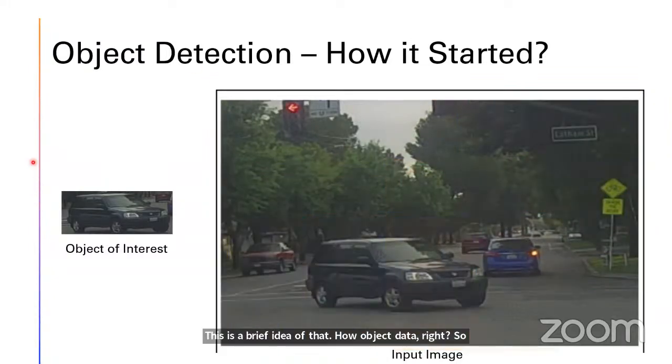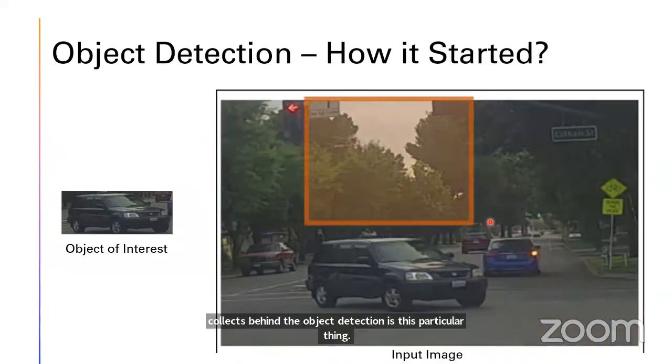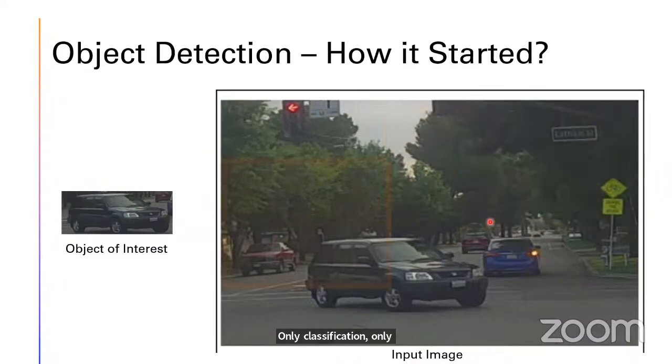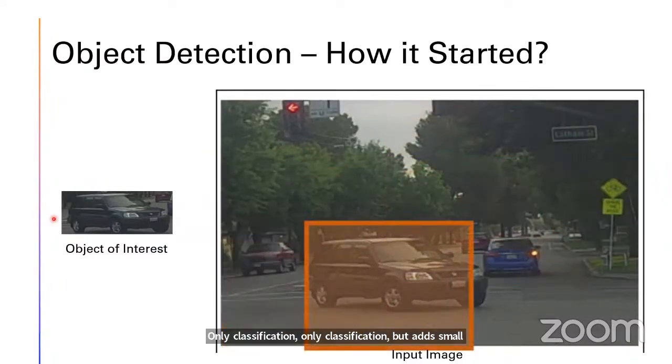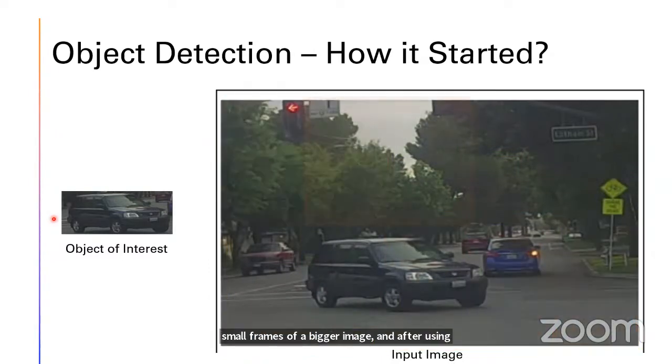So the crux behind object detection is this particular thing only: classification, but at small frames of a bigger image. And after using multiple different methods on them, after some post processing, we will be able to get the object detection boxes.